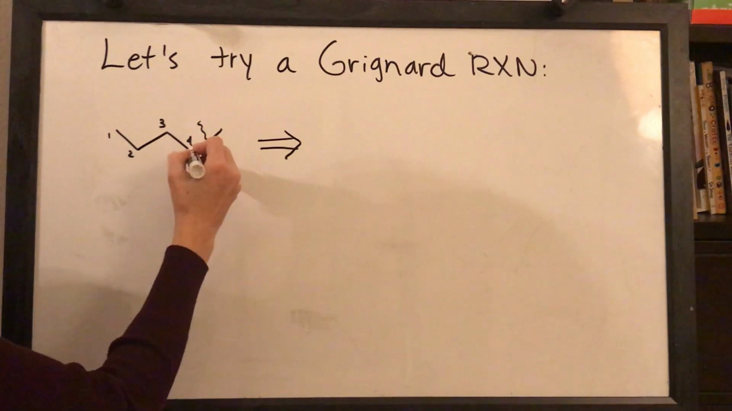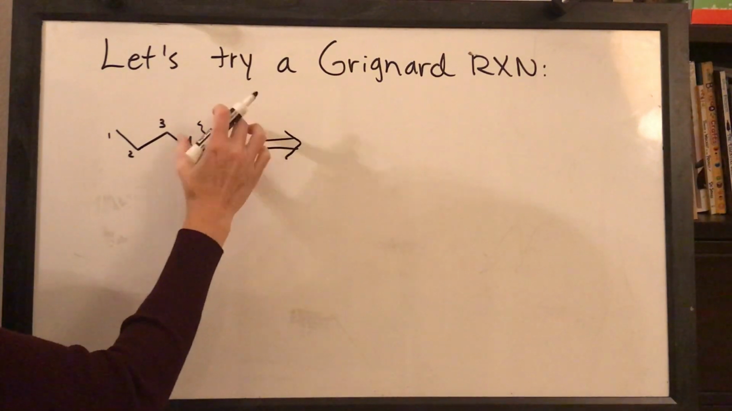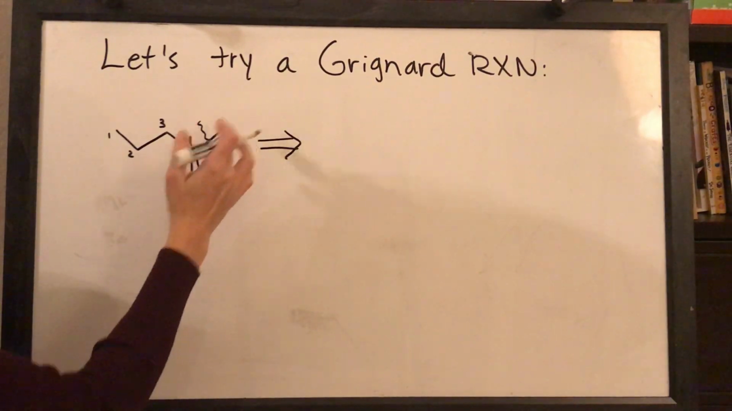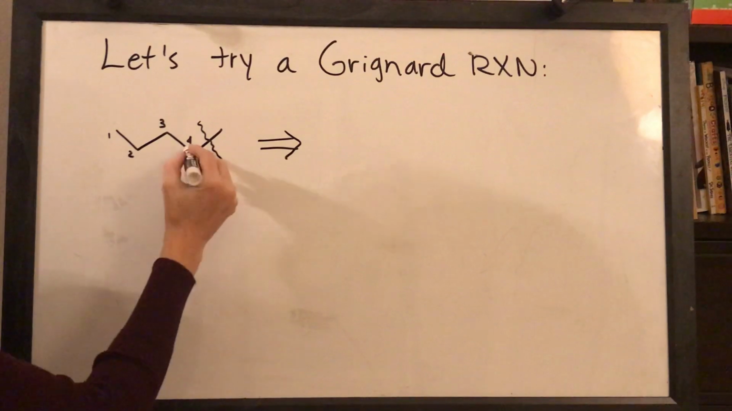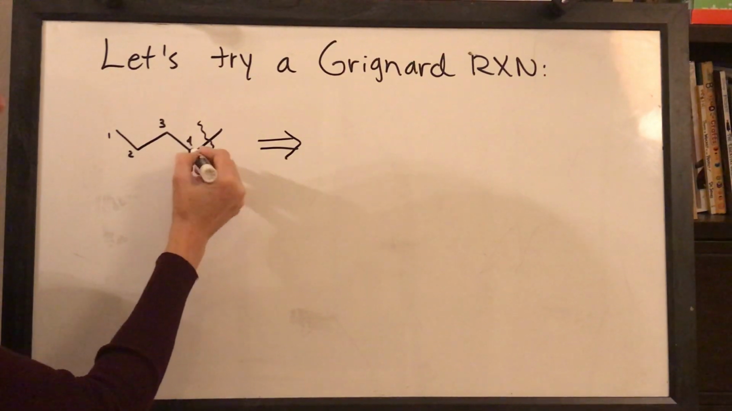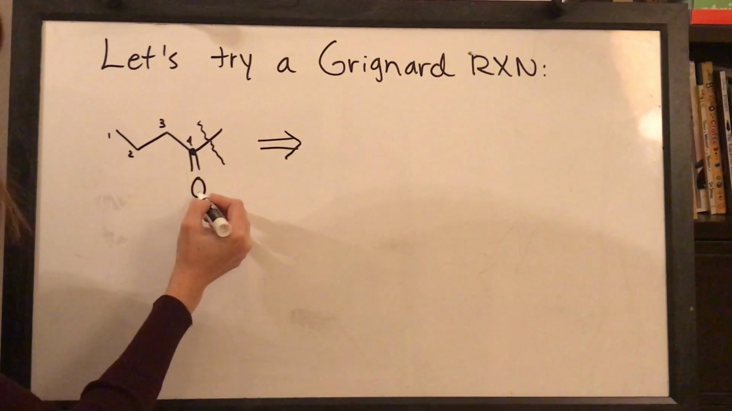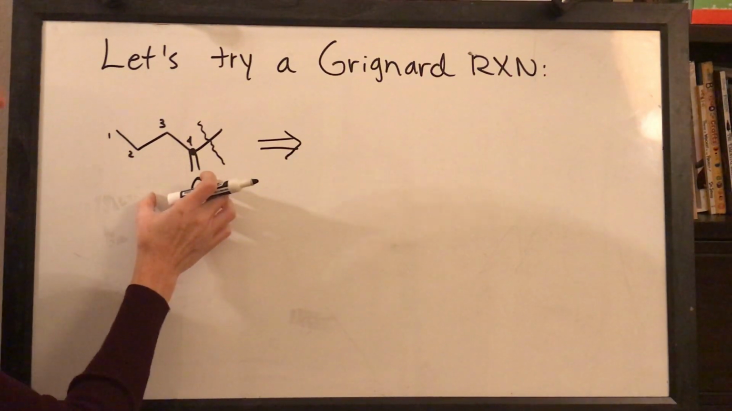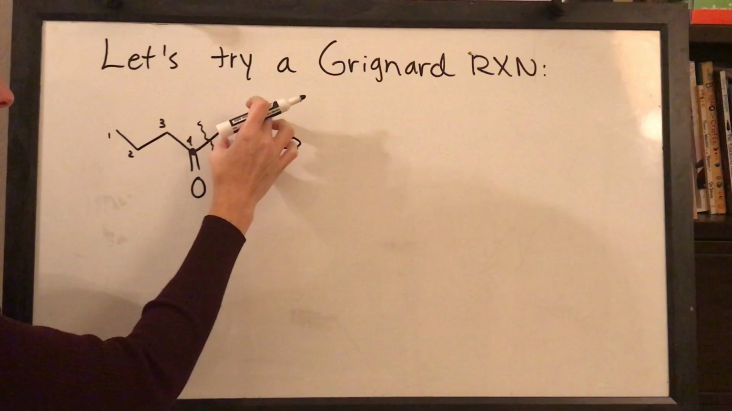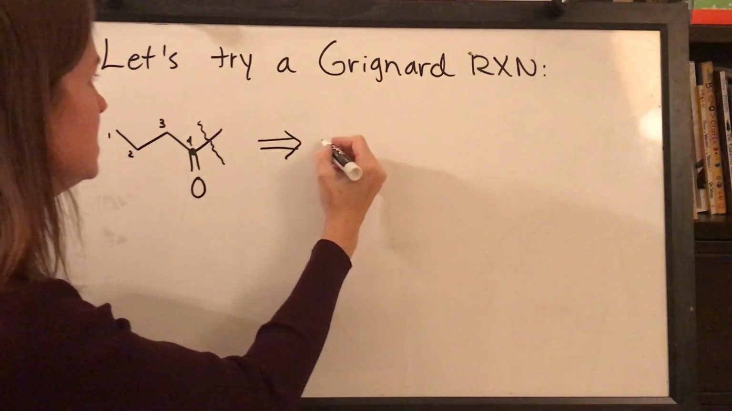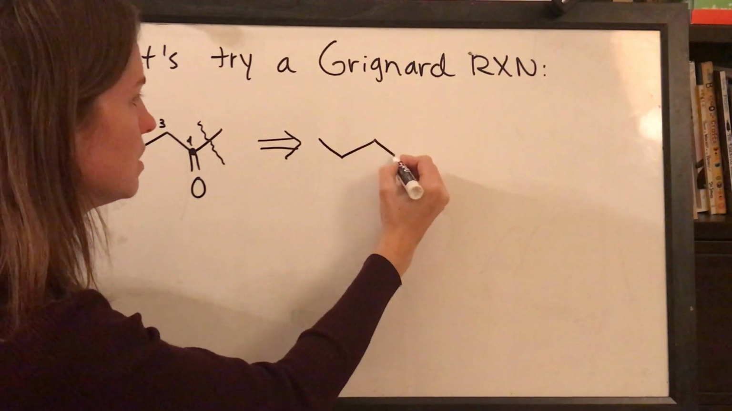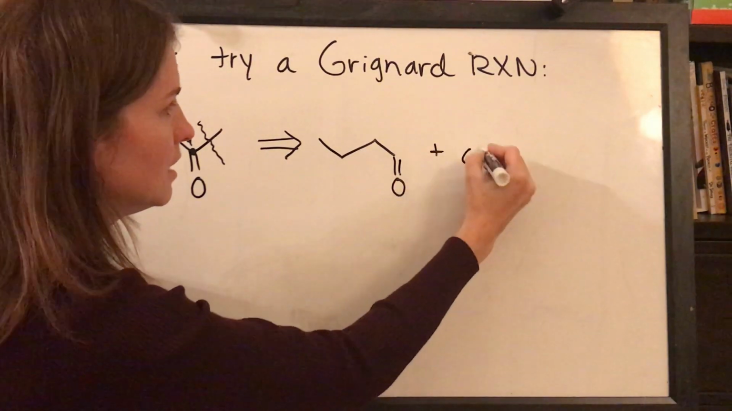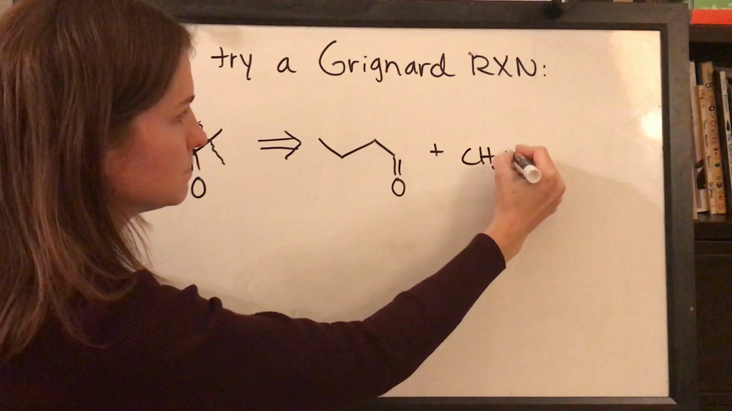And then the other thing that I'm going to think about is which side of this molecule should be the Grignard reagent and which side should be the carbonyl compound. And if you have a carbon that is already attached to an oxygen in your final product, it usually makes more sense to make that side the carbonyl compound. And then the other side can be my Grignard reagent. So that means my 2 pieces that I'm going to need here are an aldehyde that looks like that, and then a methyl Grignard.